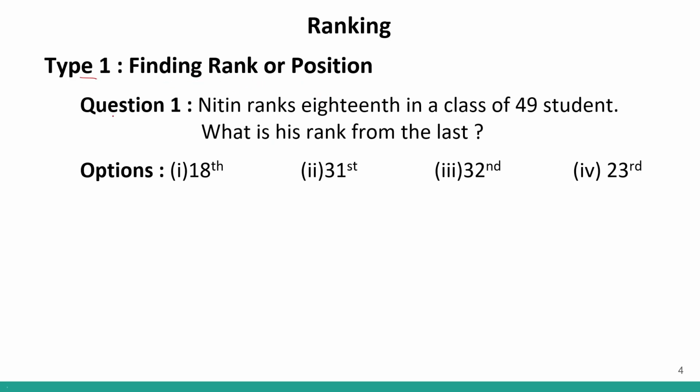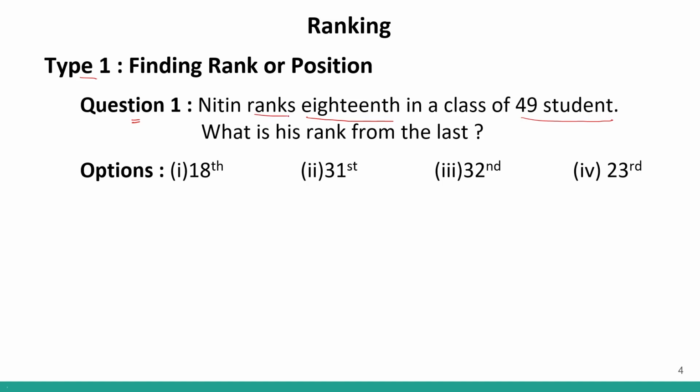So let us look at this question. Question number 1 says that Nitin ranks 18th in a class of 49 students. So 49 students basically means the total number of students in the class is 49. So Nitin ranks 18th among 49 students. It is not given whether it is from the top or from the bottom.